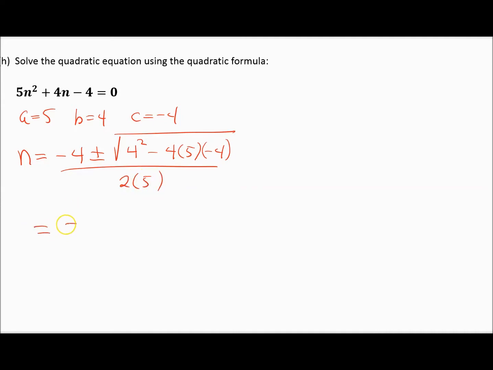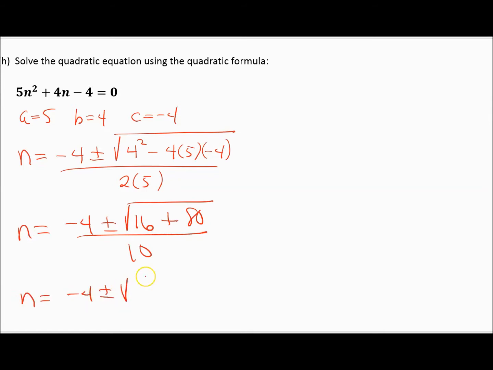I continue to simplify. That's negative 4 plus or minus the square root of 16. Now watch this, careful. Negative 4 times positive 5 times negative 4. That's going to be a plus. And then you do 4 times 5 is 20 times 4 is 80. All divided by 10. That's still n equals. I keep going. N equals negative 4 plus or minus the square root of, now 16 plus 80 is 96 over 10.